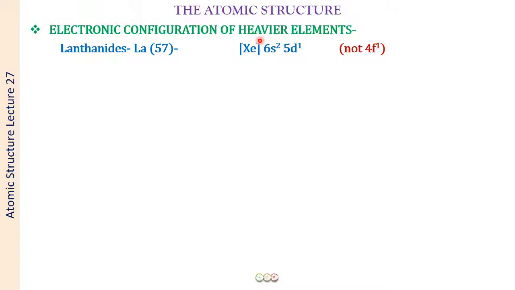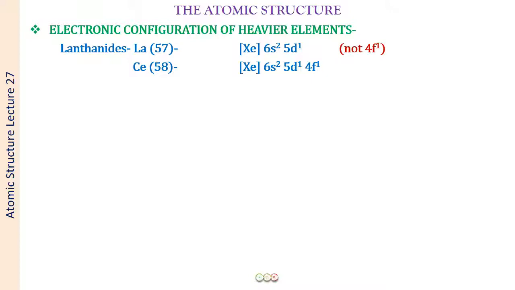So that is why lanthanum, rather than having an electronic configuration of xenon 6s2 4f1, has the electronic configuration xenon 6s2 5d1. This is a transition element, as you will learn in the periodic table when we do the further course. The last electron is entering the d orbital and not the f orbital.